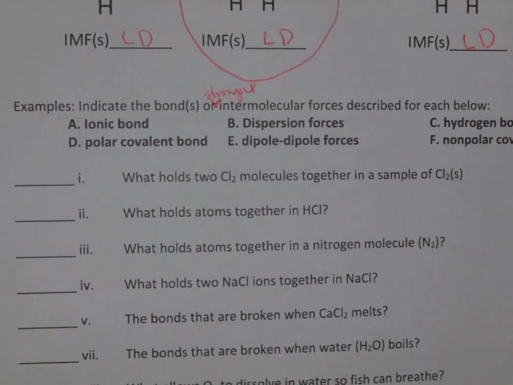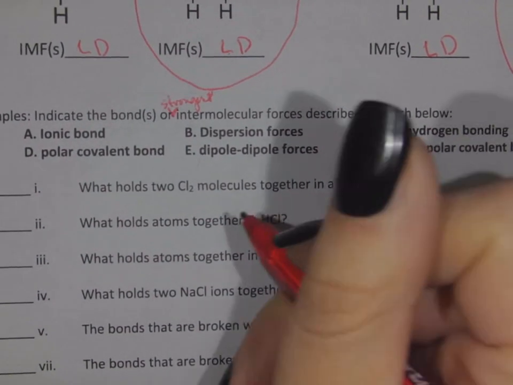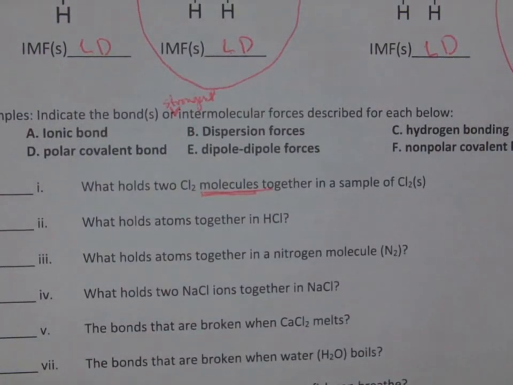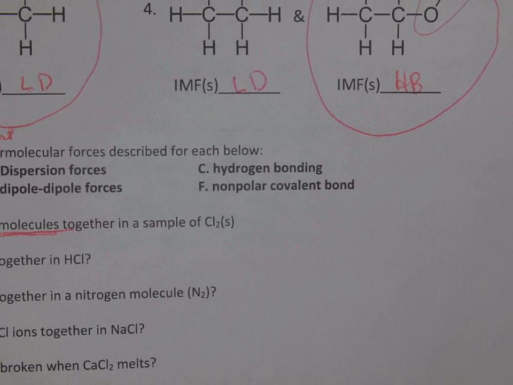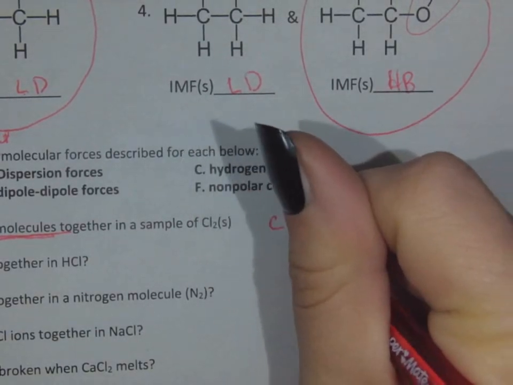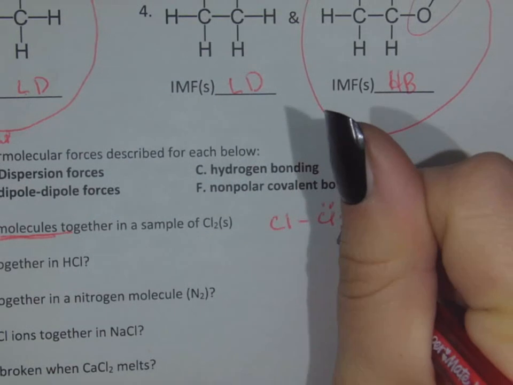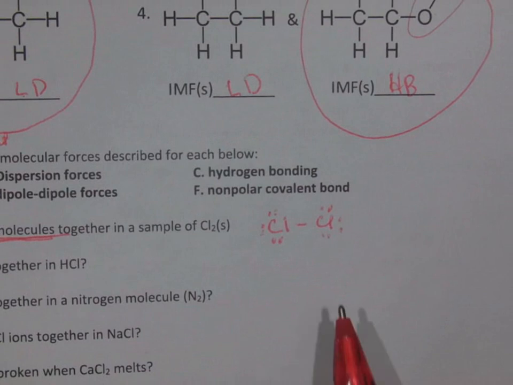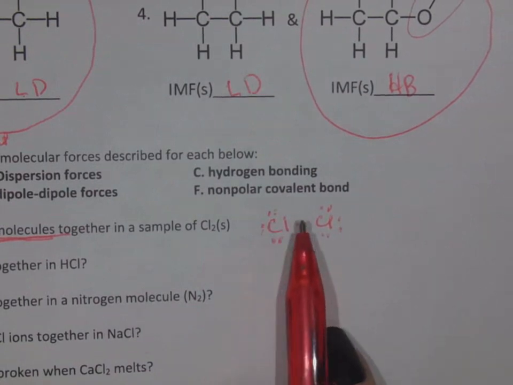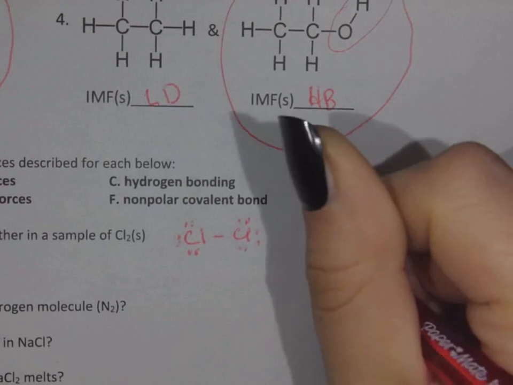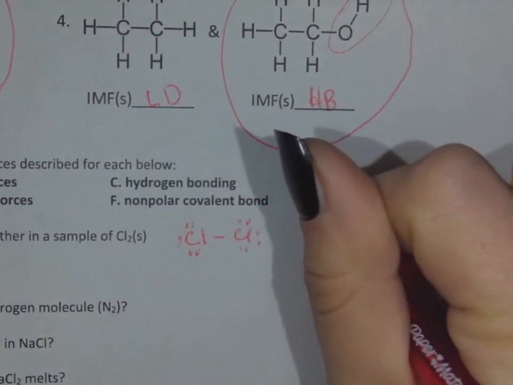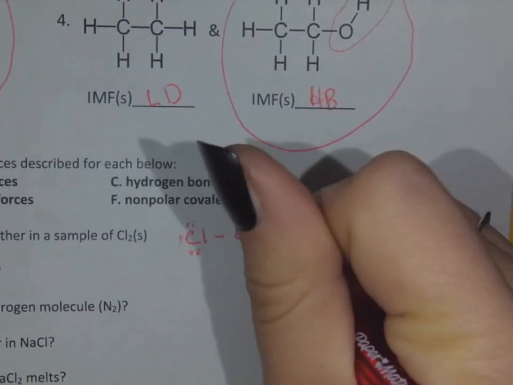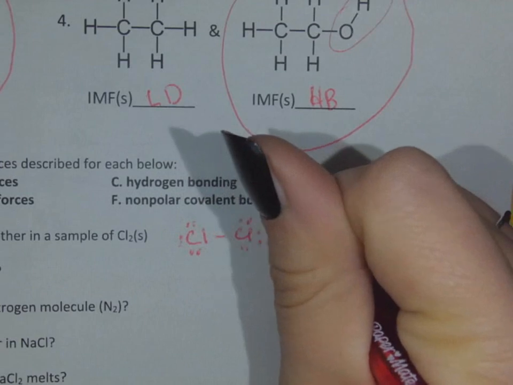Okay. What holds two Cl2 molecules? That's the big word here. Holds molecules together. So this is not saying what's holding atoms together inside of a Cl2 molecule. Here's a Cl2. It's not saying what's holding atoms together. Nope, it's saying what holds molecules together. So there's another Cl2. And we want to know what the IMF is that holds these guys together.